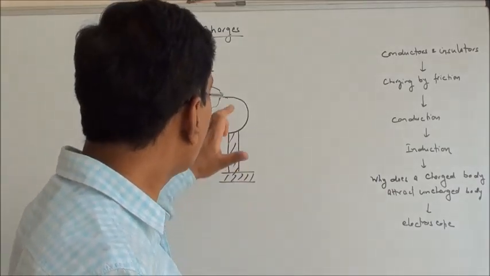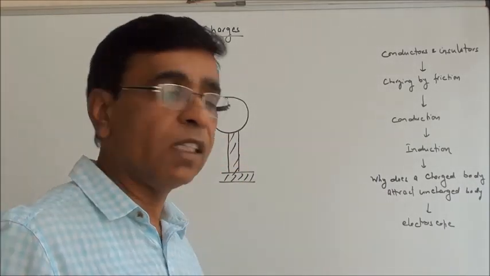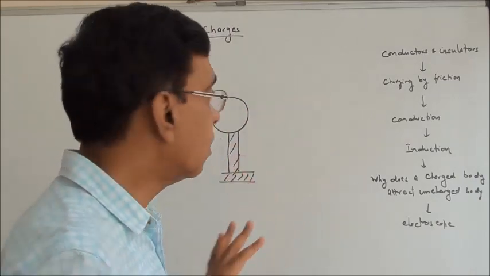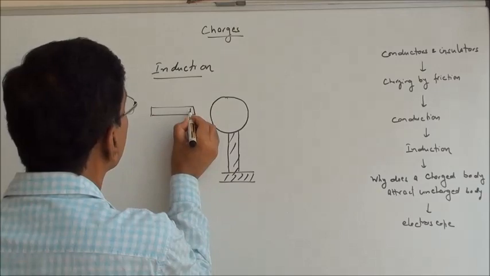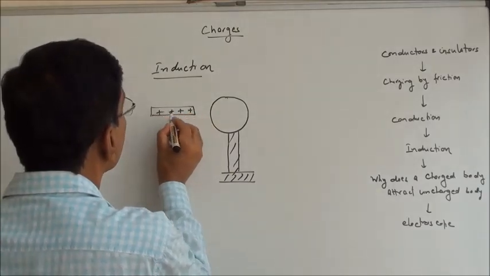So again, I am taking a conductor and its insulating stand, uncharged initially, no charge. Now let me take a situation where I bring another conductor having, say, positive charge near it.